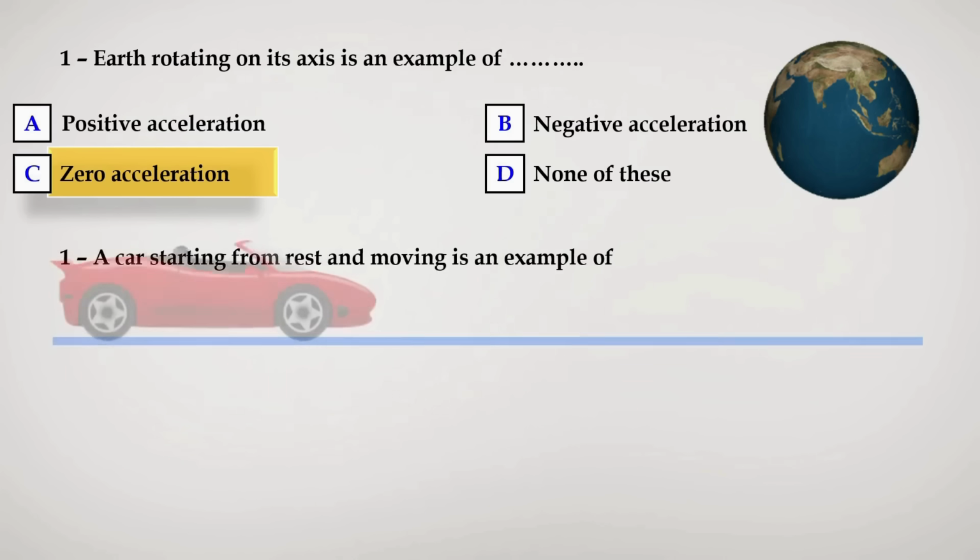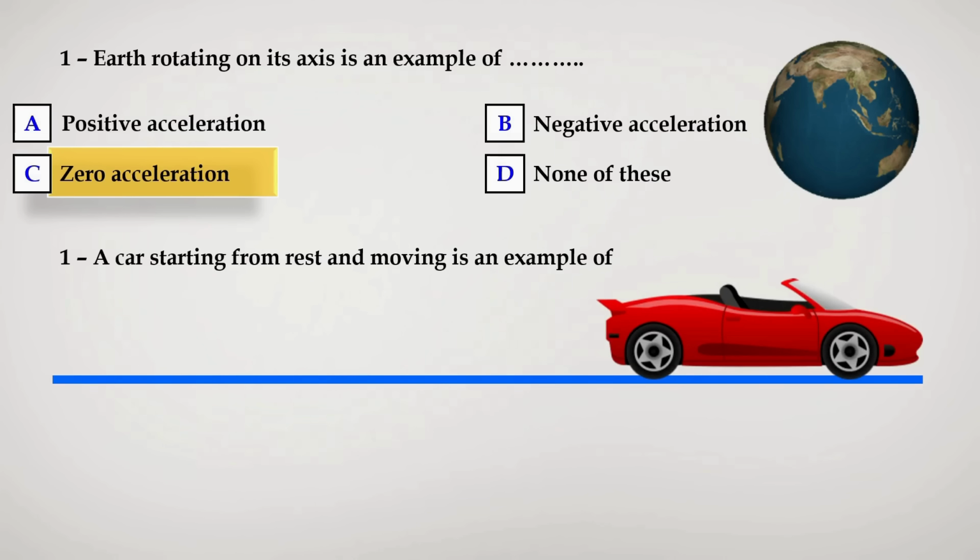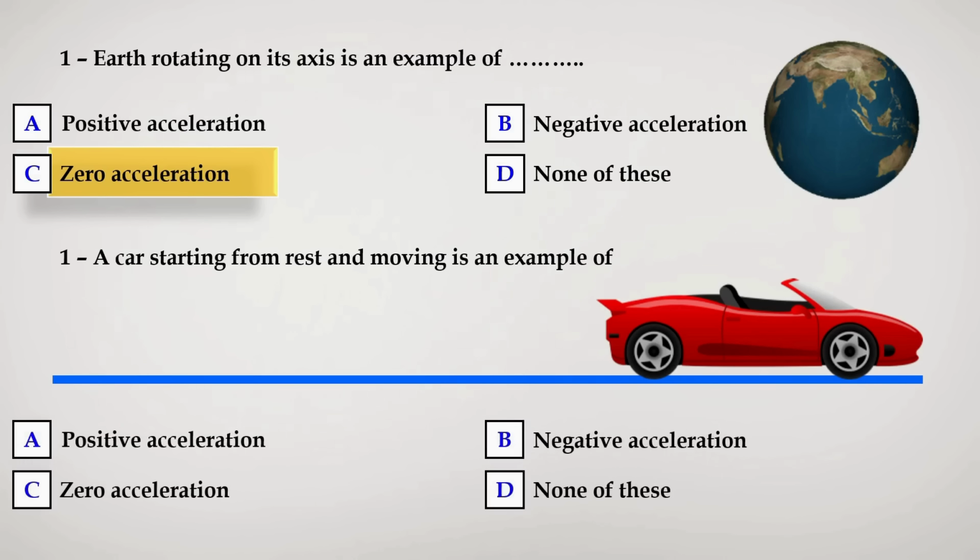Question 2. A car starting from rest and then moving forward is an example of which type of acceleration? The correct answer is positive acceleration. When a car starts from rest, its initial velocity is zero. As it begins to move, its velocity increases with time. An increase in velocity means the car is experiencing positive acceleration. Therefore, the correct option is A, positive acceleration.